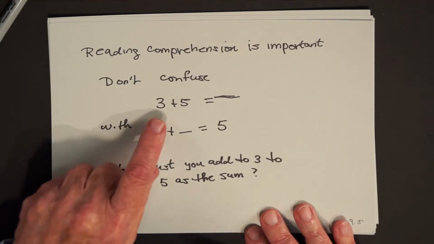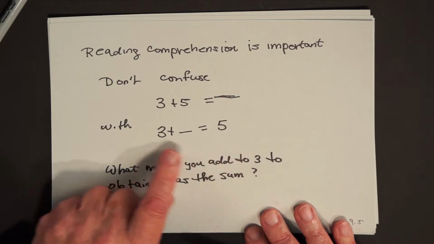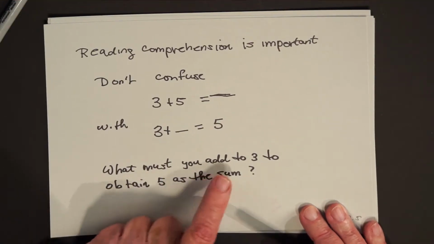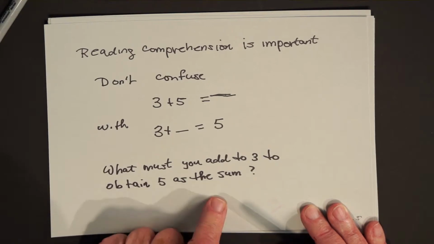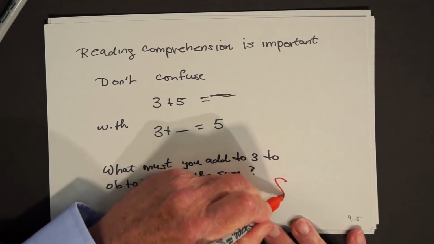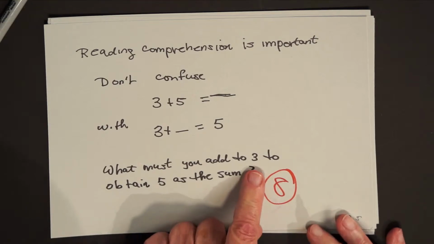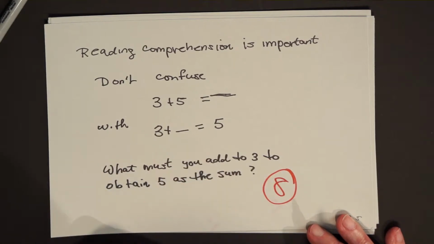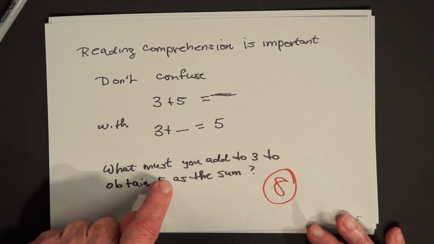Here's an example. Don't confuse 3 plus 5 equals blank with 3 plus blank equals 5. You say, well, they obviously look different. Be careful. I have seen students learn to do problems by looking for key words. When they see the word add, or the word sum, S-U-M, they know it's an addition problem. So when you say to a student, what must you add to 3 to obtain 5 as the sum, it's amazing how many of them will say 8. Because the only 2 numbers they see are 3 and 5, and the only 2 clues they have are add and sum. So if you add 3 and 5, the sum will be 8.